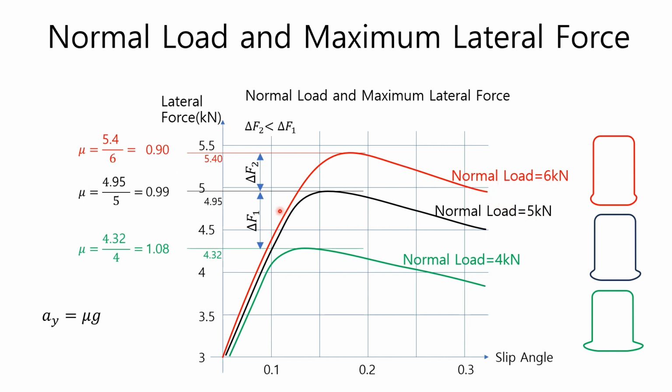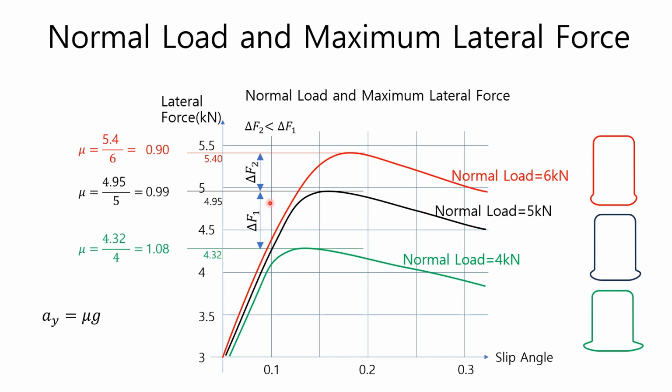Meanwhile, delta F1 is the maximum increase in lateral force when the normal load increases by 1 kN, equally from 4 kN to 5 kN. As you can see, delta F2 is smaller than delta F1. Therefore, as the normal load increases, the maximum lateral force also increases, but it increases at a smaller rate than the increase rate of the normal load.